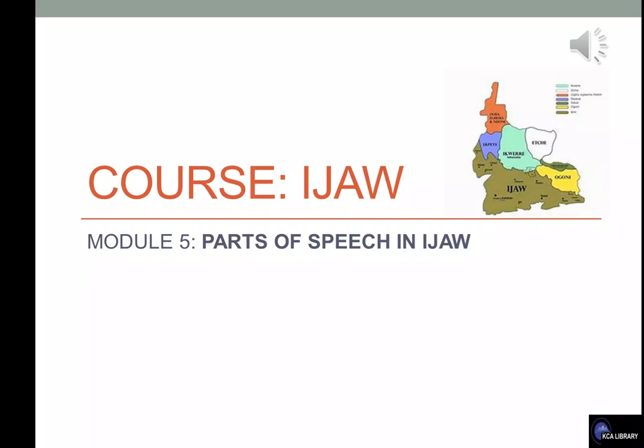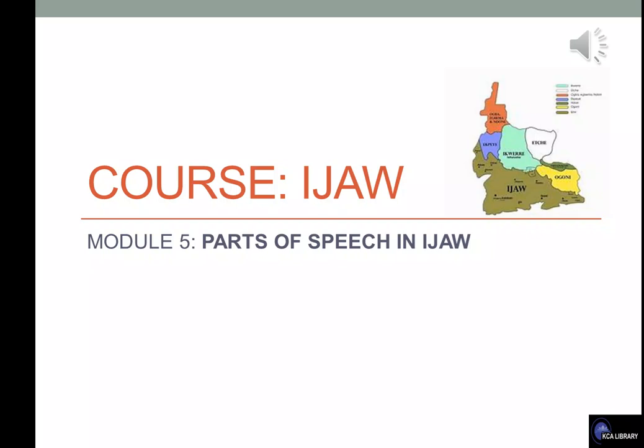Learning this part of speech is very important because they help you understand how sentences are formed and how meaning is created in Ijaw. When you understand how each word functions, you will be able to construct clearer sentences, avoid common mistakes, and express yourself more accurately. For example, instead of using words randomly, you will know exactly where to place a noun, verb, or adjective to form a correct sentence. This module also helps you improve both your speaking and writing skills.